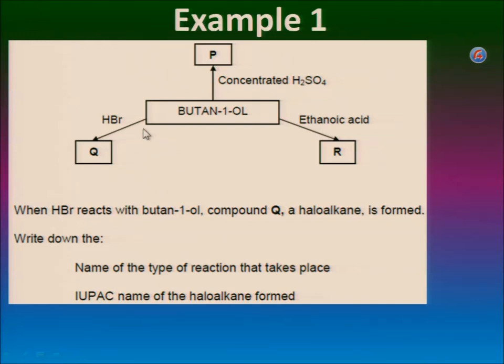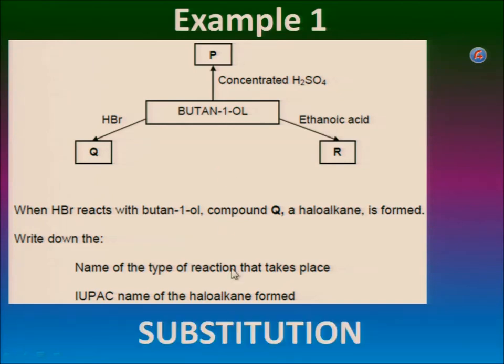Then for the reaction to get Q, name the type of reaction that takes place. Now if you have butanol where there's a hydroxy group and you react it with HBr, you are going to do substitution. And then they want to know the IUPAC name of the haloalkane formed.